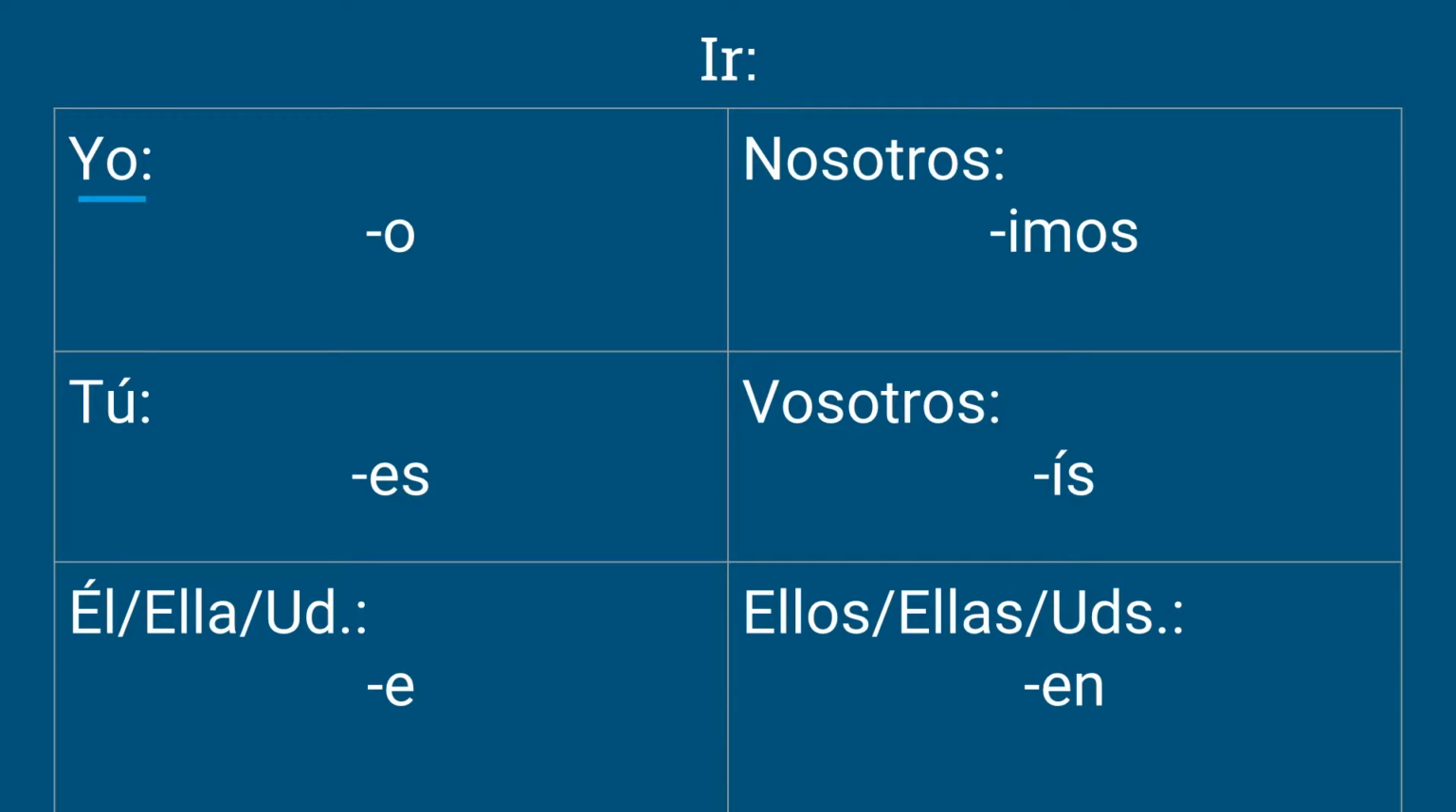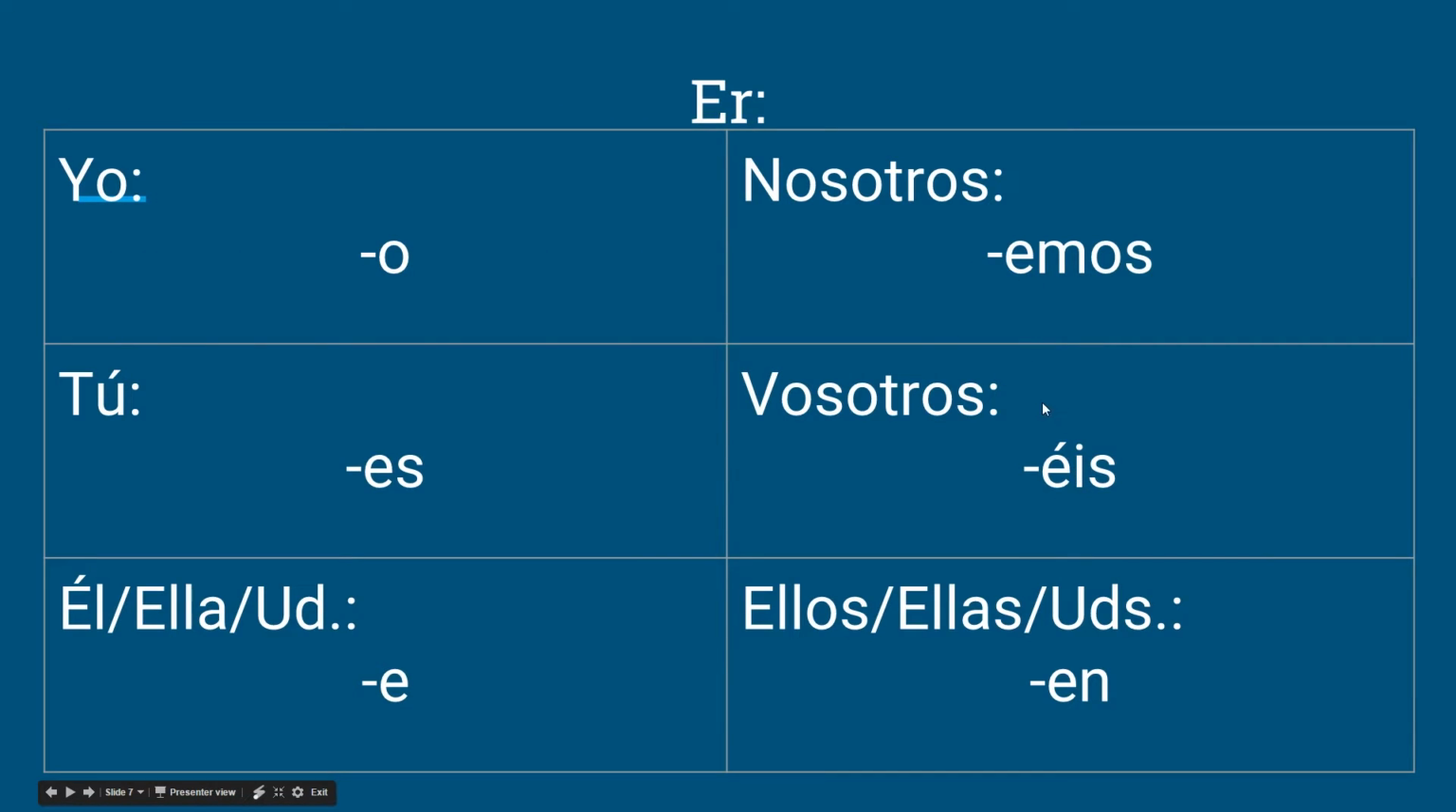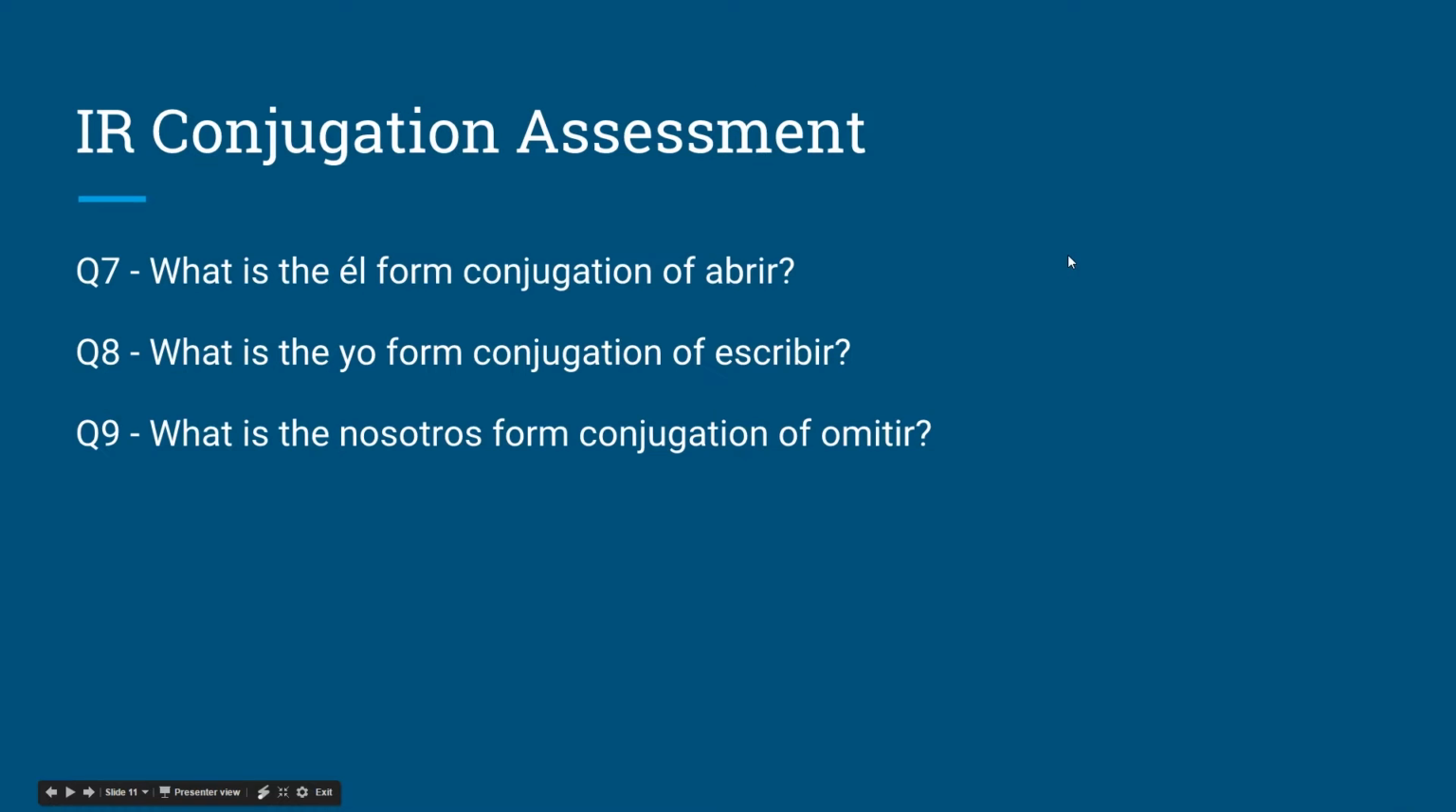Cool. So here are the IR verbs. Same thing as with ER and AR verbs, you drop the IR and add endings to each corresponding form. The only difference between IR and ER is in the nosotros and vosotros forms. So check that out. You see that? Alright.